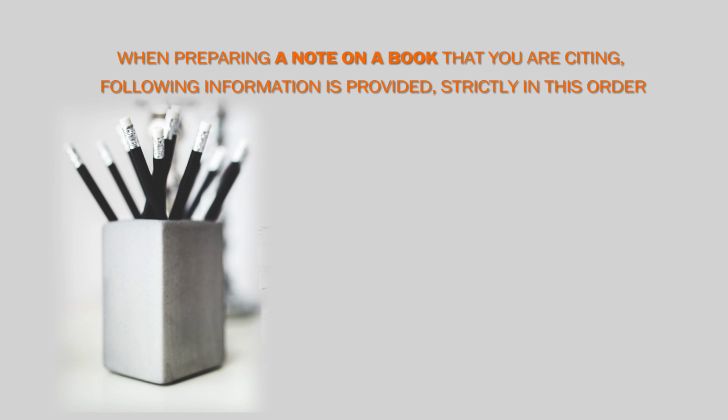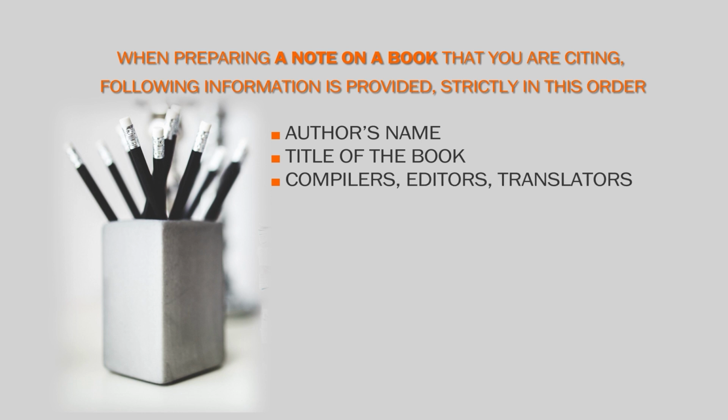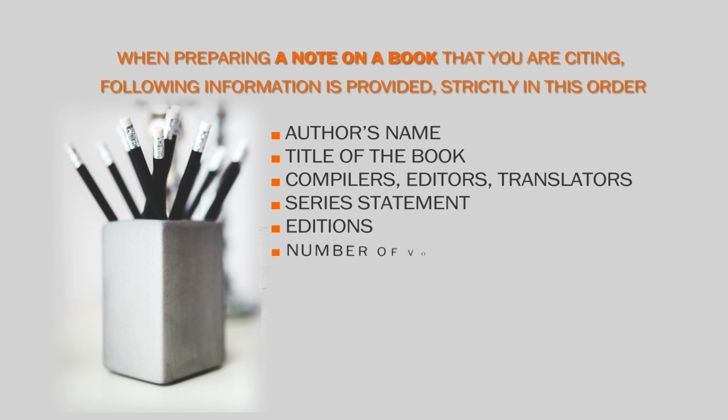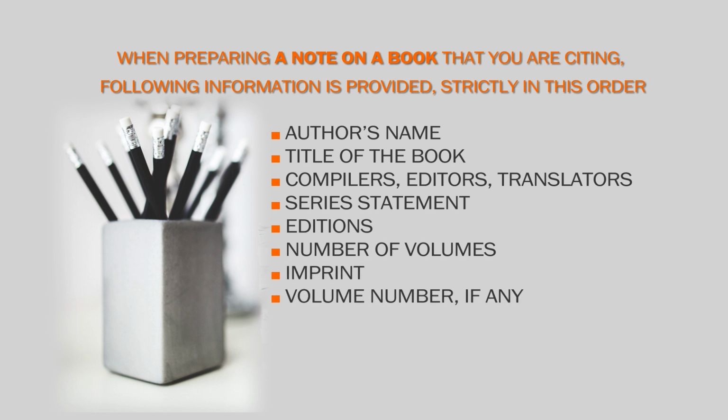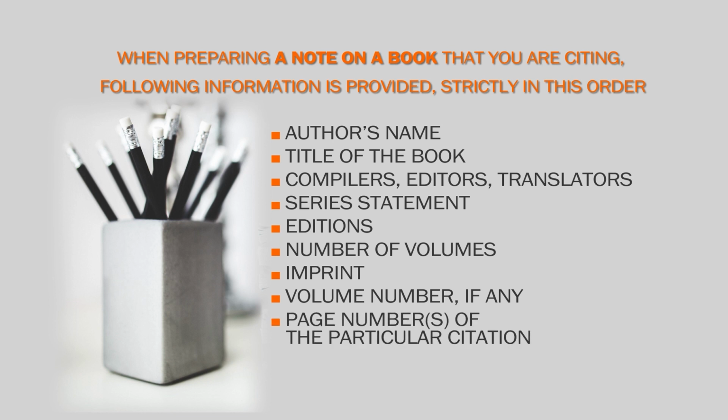The following information has to be provided by you in the footnote or the endnote, strictly in this order: author's name, title of the book, compilers, editors, translators, followed by series statement, followed by editions, followed by number of volumes, imprint, volume number if there is one, page number or numbers of the particular citation.